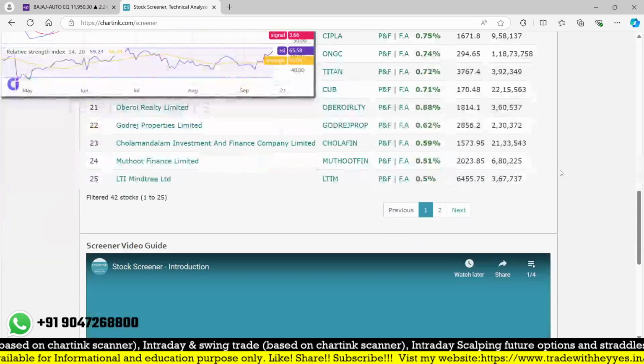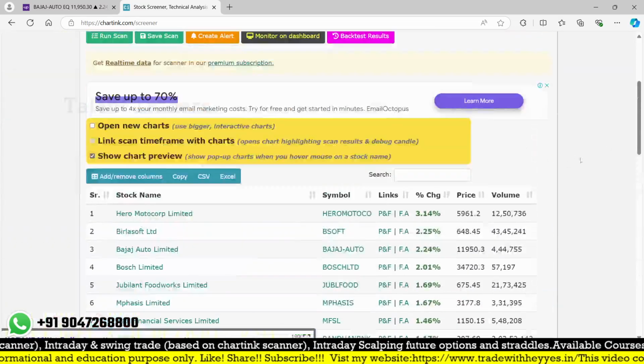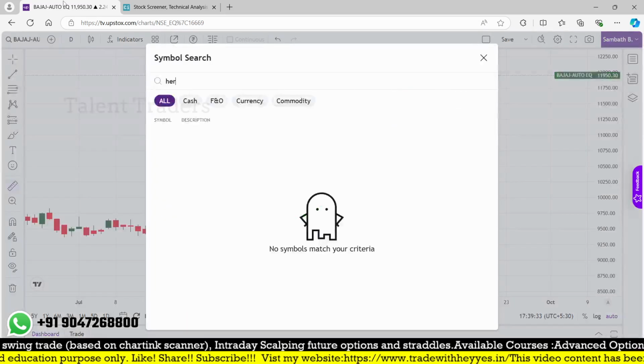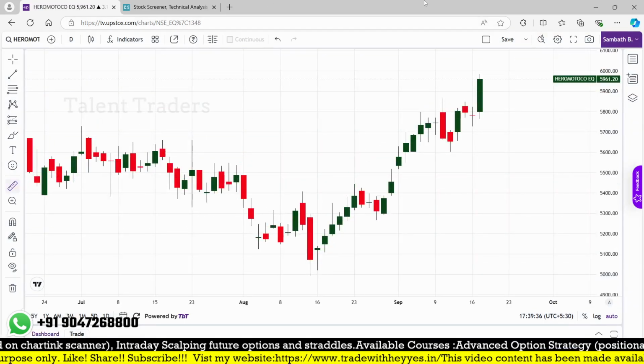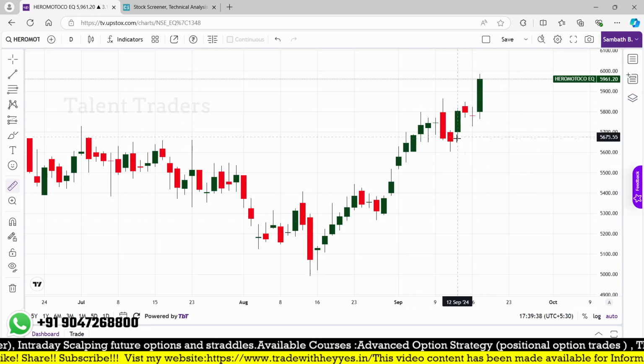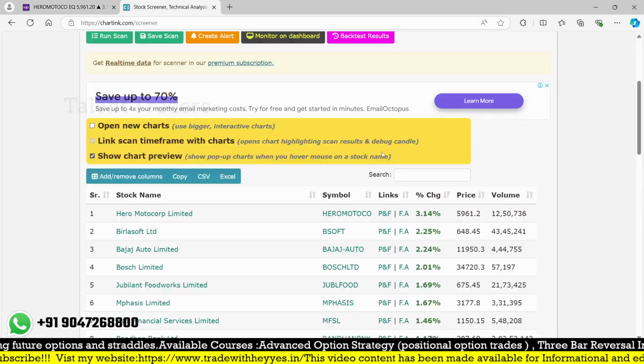But it is very rare to trade 42 stocks. Let me check LTM and Hero MotoCorp, which should be positive ones. That's right, but this is happening in an uptrend. So one more condition.